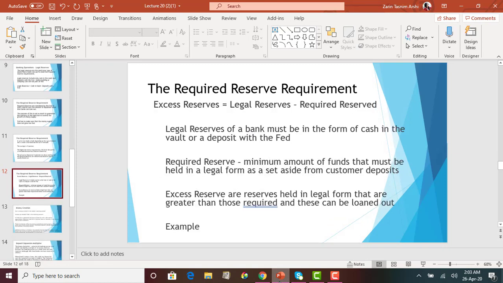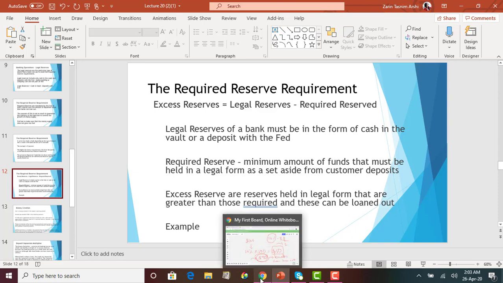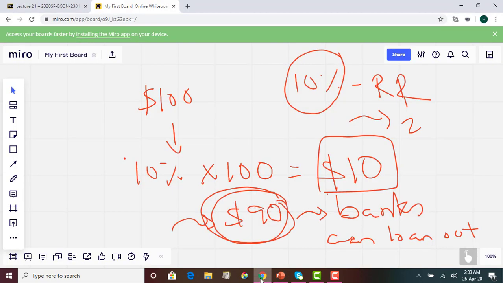That's the formula for excess reserve: legal reserve minus required reserve. But remember one thing, this is only the case when legal reserve is given. If legal reserve is not given, then excess reserve is equal to total deposits minus required reserve. I want to write it so you guys can remember, because there are basically two options for this. So make sure you understand and take note of this.